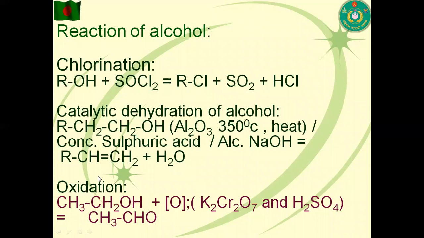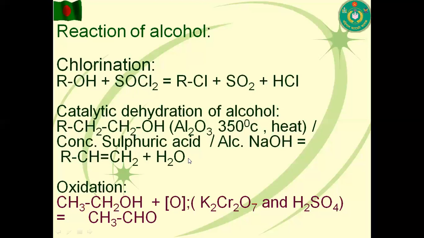Reaction of alcohol. Ethanol or alcohol reacts with sulfurous chloride to form alkyl chloride. Here, alcohol reacts with sulfurous chloride to form alkyl chloride. If it is methanol, we form methyl chloride. If it is ethanol, we form ethyl chloride. And the byproducts are sulfur dioxide and hydrochloric acid.